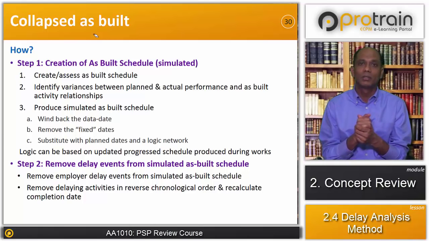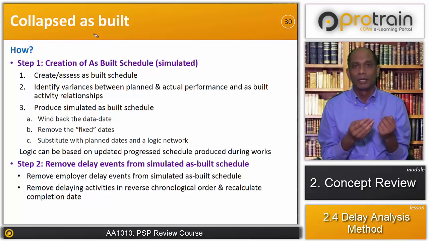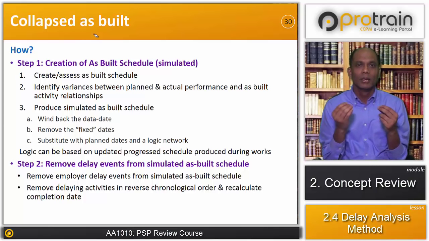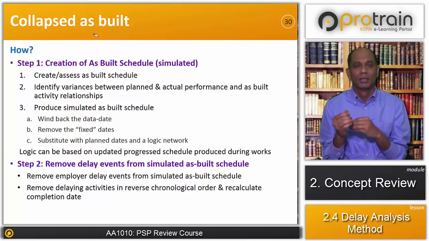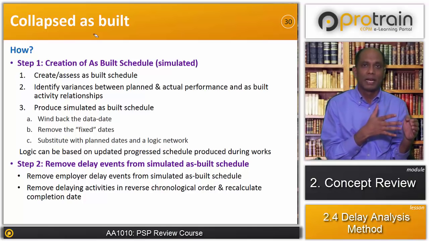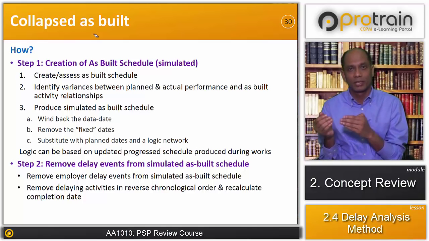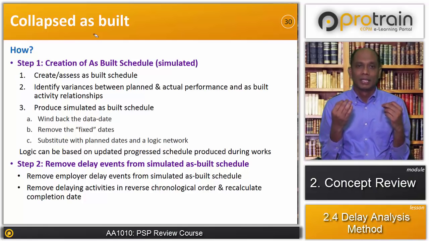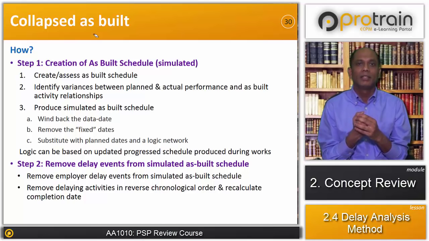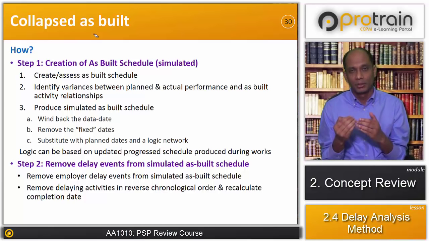In order to make a simulated as-built schedule, we have to assess the as-built schedule available in the project. Then we take the as-built schedule or monthly updates to the project, and identify variances between planned and actual performance, and as-built relationships. Definitely there were planned relationships, and as the project progresses, the relationships and sequence of activities change. So we have to study that. Then we produce a simulated as-built schedule.